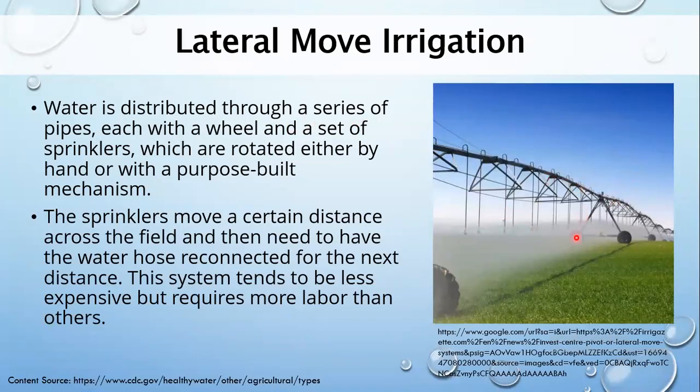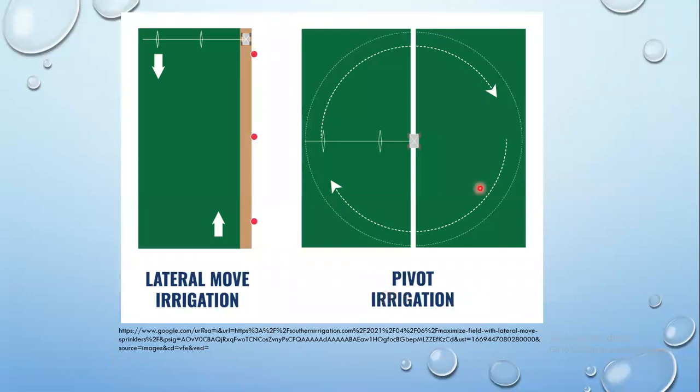Next, the lateral move, they are similar with the central pivot. However, the sprinkler moves a certain distance across the field and needs to have the water hose reconnected for the next distance. Ayun. So this is the difference of the lateral and the central pivot. This is the central pivot. The movement is circular. However, in the lateral move, ito yung kanina nakikita ninyo, tapos ganun lang yung movement. Okay? Pabalik-balik lang. Kaya lateral lang siya.